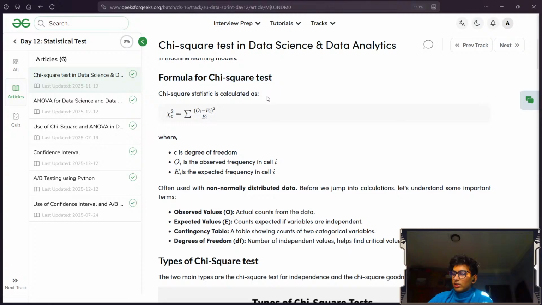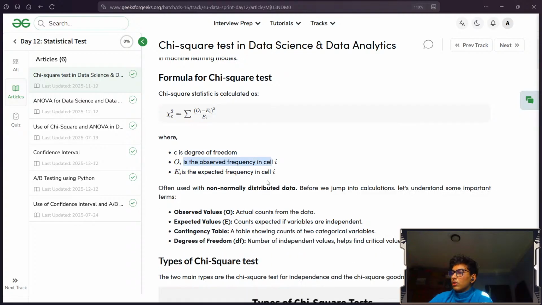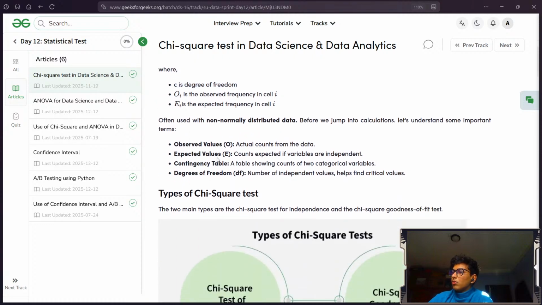Formula for chi-square test. Chi-square statistic is calculated as x square is equal to summation of observed data minus expected data whole square divided by expected frequency, in cell i. C is the degree of freedom. Often used with non-normally distributed data.